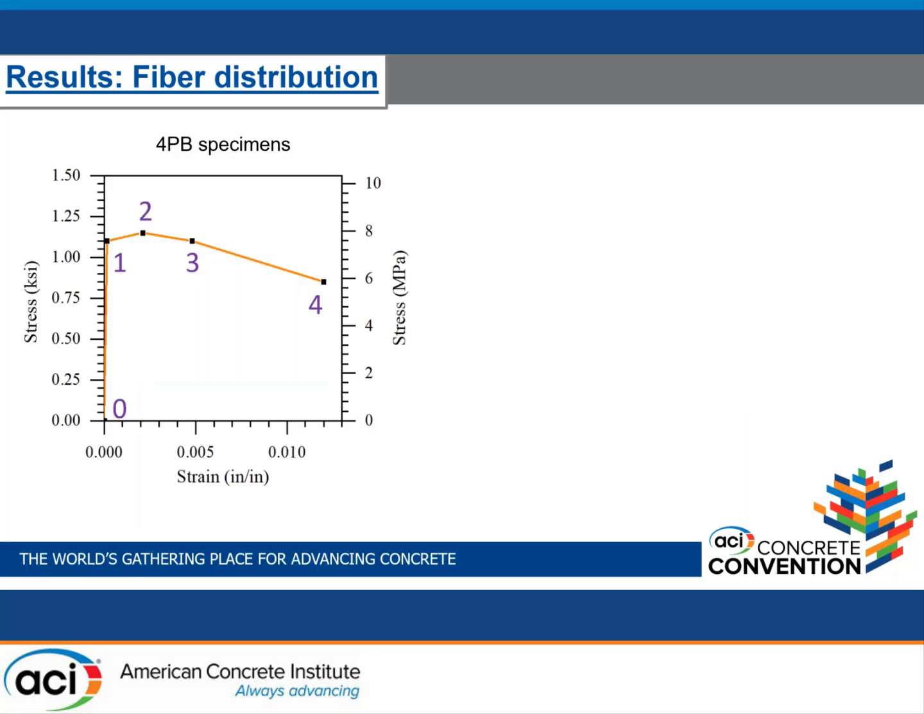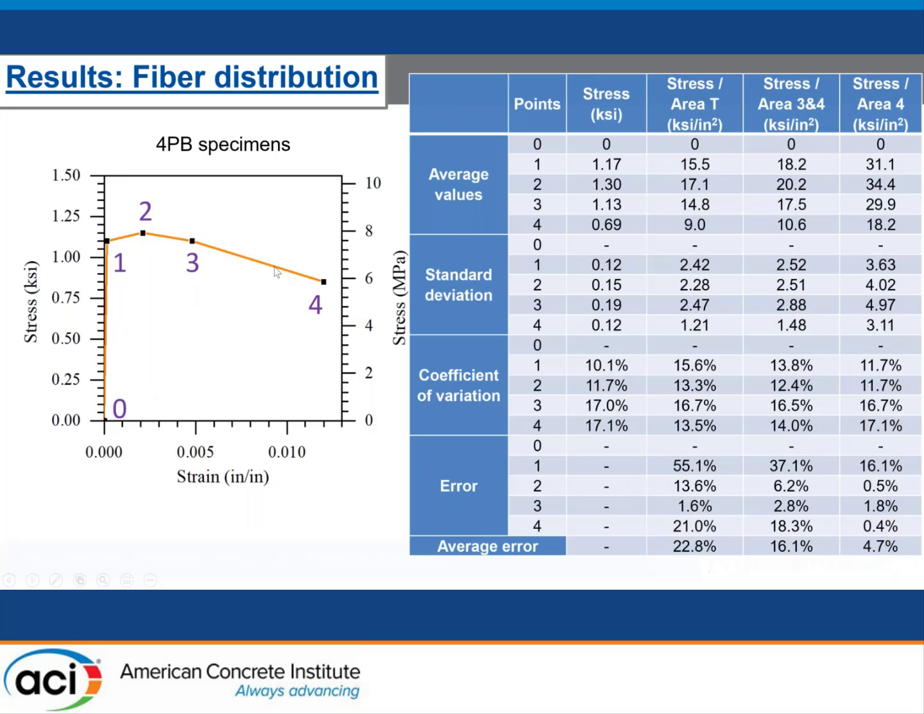So talking about the fiber distribution in the 4-point bending specimens, when we look at the stress strain profile, we see that we have 5 points here basically, and there is a big table here on the right hand side. However, I want us to take a look at the bottom line right here. Let me explain this table real quick. On the left side, we have the average values, the standard deviation, and the coefficient of variation of each individual point right here, as we can see on the graph on the left side of the screen.